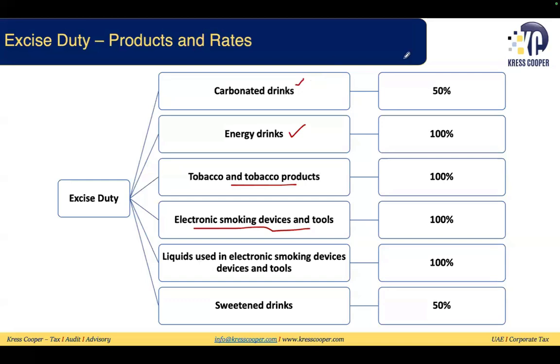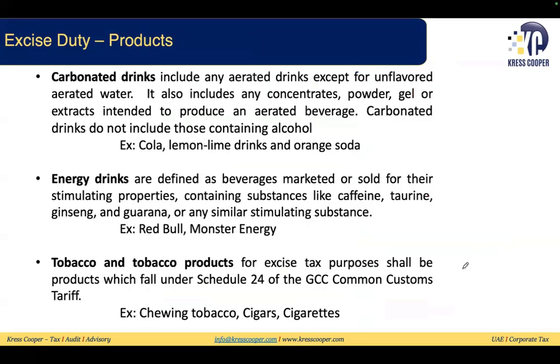Law says for the carbonated drinks, it will be 50%. For the sweetened beverages, it will be 50%. Other than this, it will be 100% excise duty. Now, the carbonated drinks, what has been defined in the law, in the guide, include any aerated drinks except unflavored aerated water. Basically, these are cola, cans, lemon lime drinks, orange soda, but alcohol is not subject to excise duty, just keep in mind.